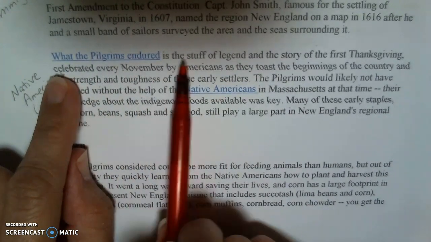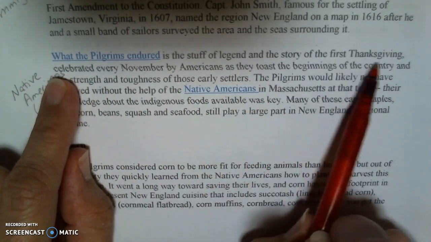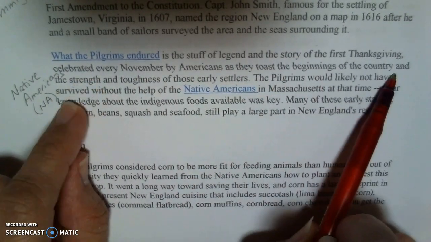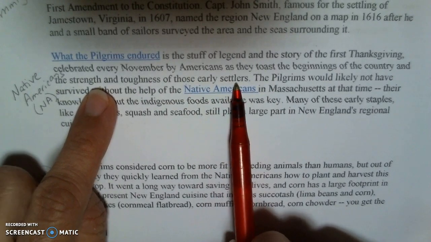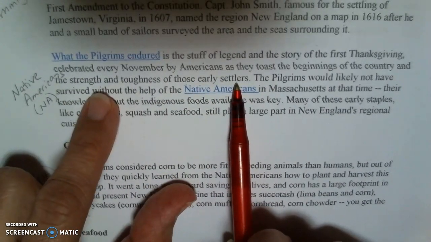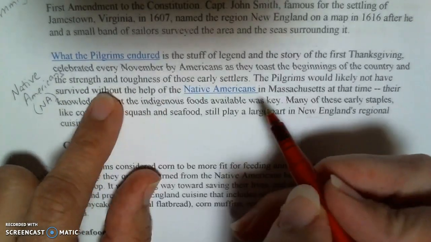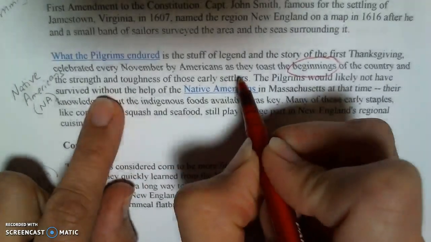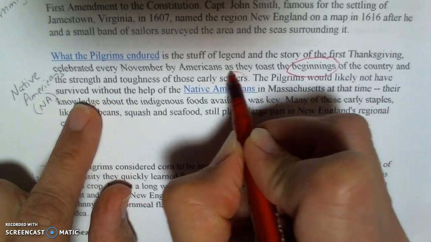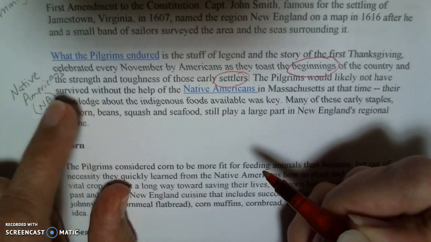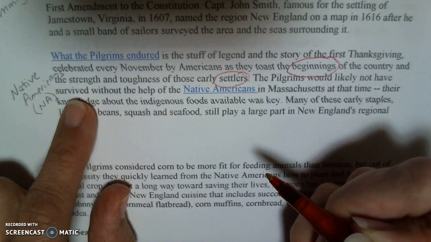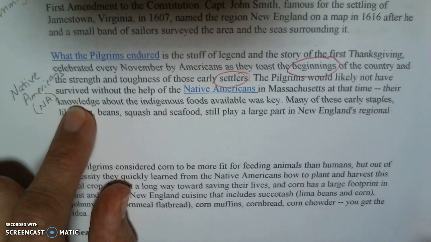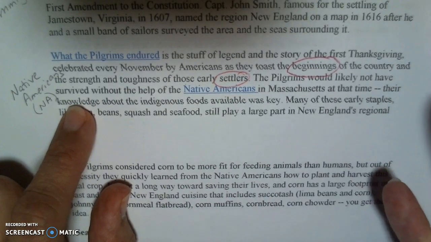So what the Pilgrims endured is the stuff of legend and the story of the first Thanksgiving, celebrated every November by Americans as they toast the beginnings of the country and the strength and toughness of those early settlers. So kind of what's important to me is beginnings, maybe settlers, and, let's see. Now I got to keep in mind that I'm talking about the food that they had.